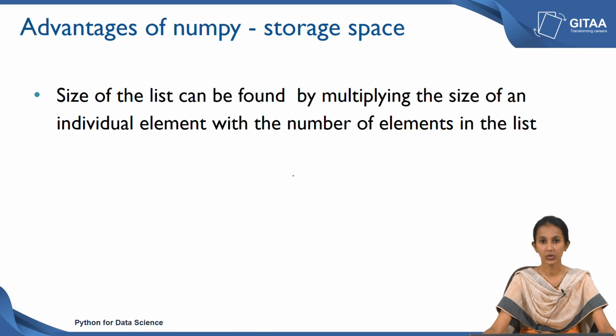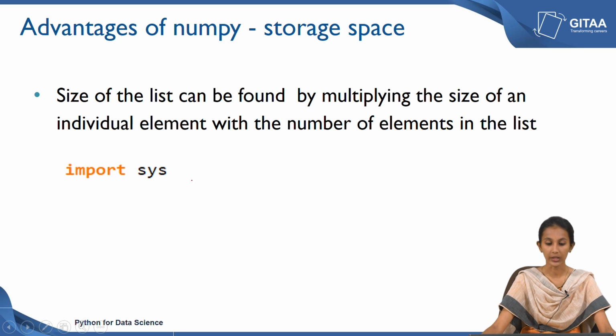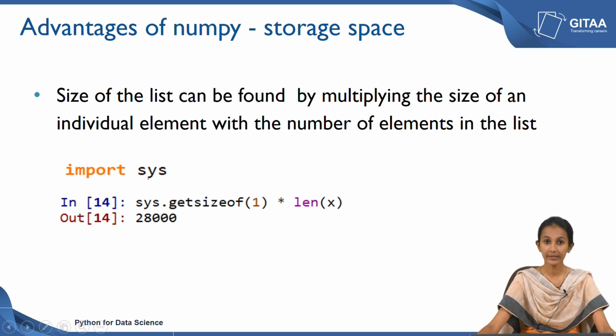First we will calculate the storage space for the list and then we will do it for the array. The size of the list can be found by first taking the size of an individual element and then multiplying it with the number of elements in the list. For that we need to import a package called sys, which is for system specific parameters. Using sys dot getsizeof of one element multiplied with the length of the elements in x, it returns an output of 28,000. For the list it took 28,000 bytes.